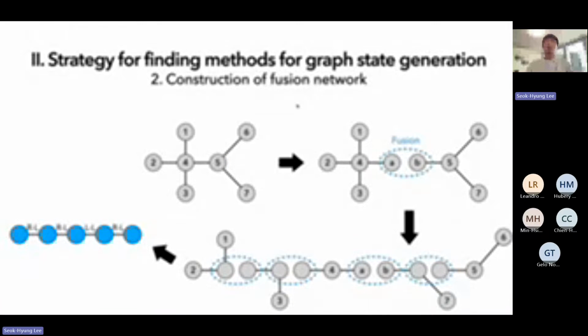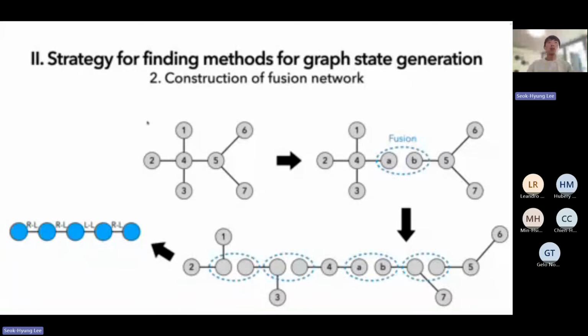The construction of the fusion network is actually quite straightforward. Let's say this is the unraveled graph state that we want to generate. Then we first decompose it into multiple star graph states like this. You can observe that each star graph state corresponds to a vertex of the original graph state with degree larger than 2. So these vertex 4 and 5 correspond to this kind of vertices.